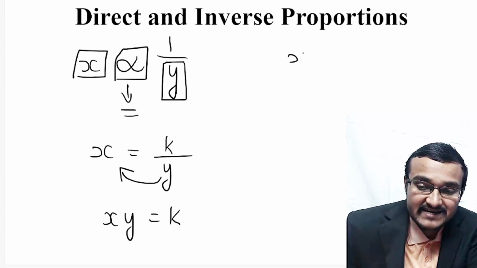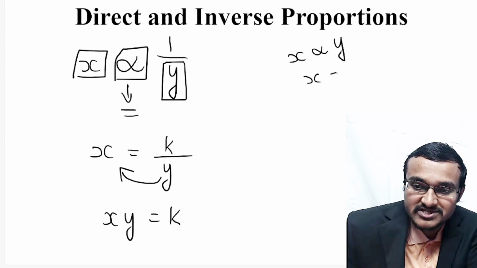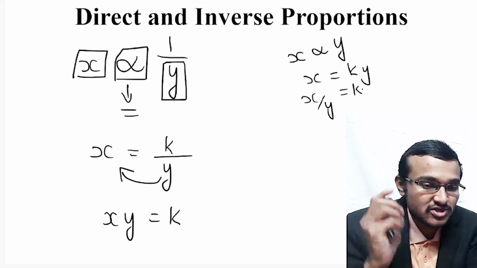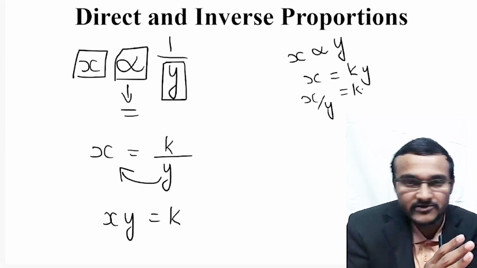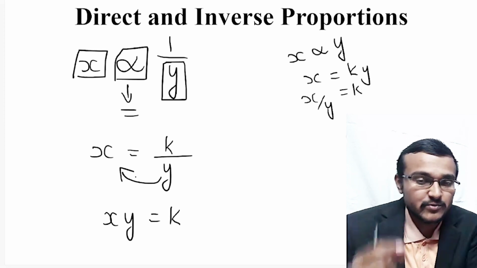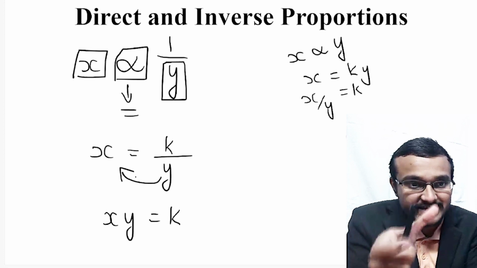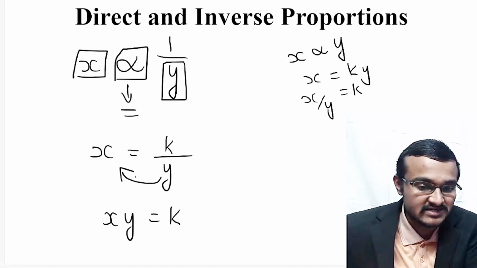In the case of direct proportion, X was directly proportional to Y. When you put the constant, it was K into Y. So X by Y was equal to the proportionality constant K. If you want to have an understanding of the proportionality constant, then please refer to my previous video. I have explained why the proportionality constant comes in to give a relationship between those two physical quantities.